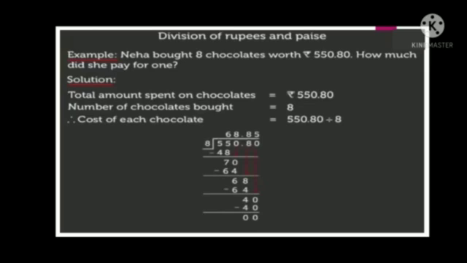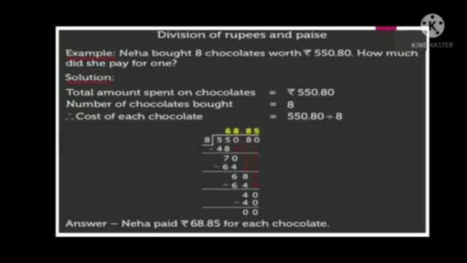After finding out the quotient, we need to write the quotient in rupees and paise, and for that again we have to do the same thing. We'll put the dot before two digits from the right side. You can see the answer is 68 rupees and 85 paise. So we can say Neha paid rupees 68.85 for each chocolates.